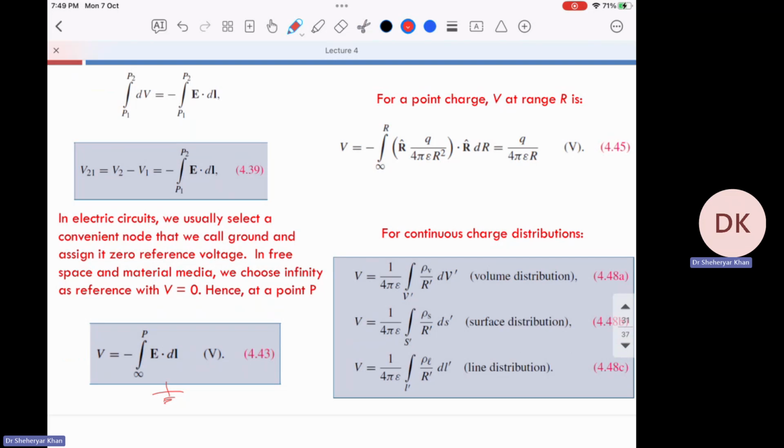But we already know the relationship of electric field and charge. So that's the electric field. Put the electric field in the formula, and you will get a relationship between charge and voltage.